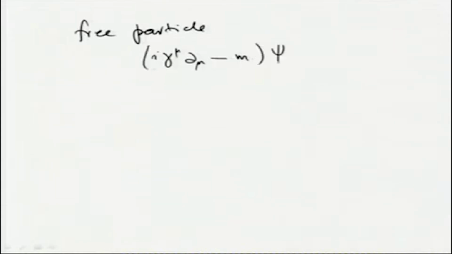We are discussing the Dirac equation, which is another way of describing a relativistic quantum particle. So, we said for a free particle, we could consider the equation (i γ^μ ∂_μ − m) ψ = 0, where m is the mass of the particle and ψ represents the wave function. It represents the particle and it is the wave function of the particle.